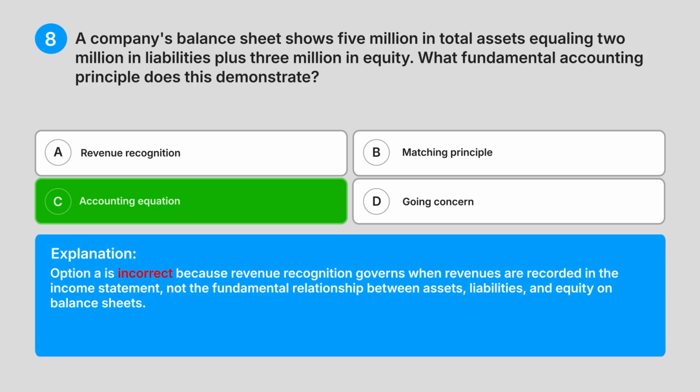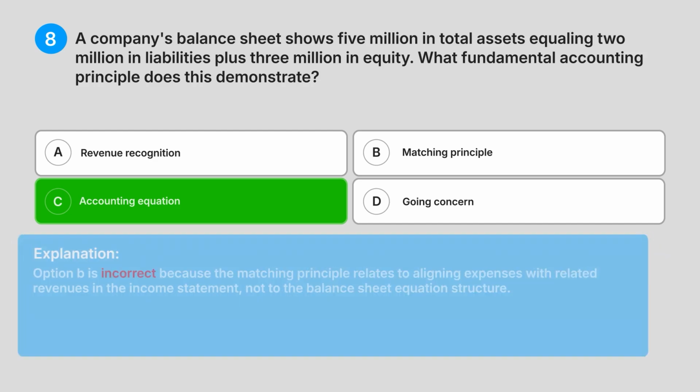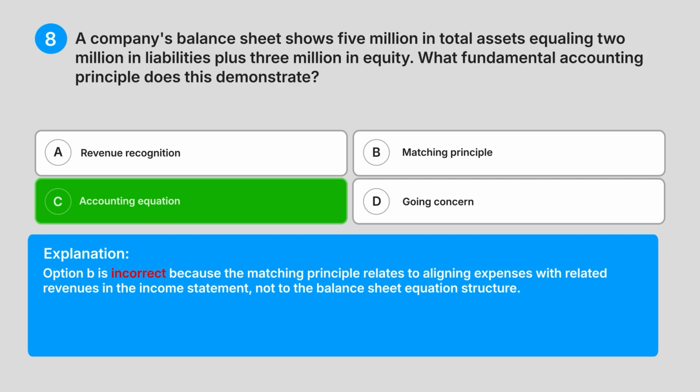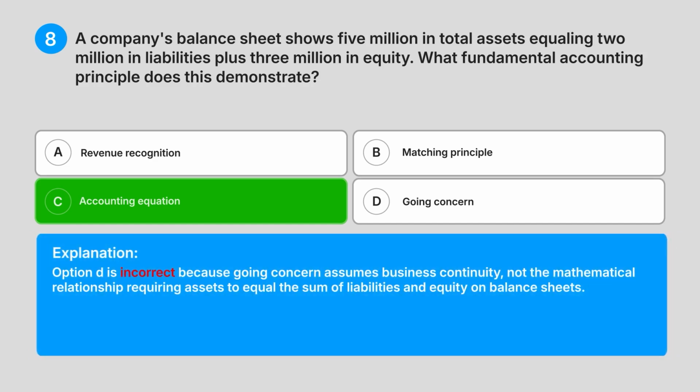Option A is incorrect because revenue recognition governs when revenues are recorded in the income statement, not the fundamental relationship between assets, liabilities, and equity on balance sheets. Option B is incorrect because the matching principle relates to aligning expenses with related revenues in the income statement, not to the balance sheet equation structure. Option D is incorrect because going concern assumes business continuity, not the mathematical relationship requiring assets to equal the sum of liabilities and equity on balance sheets.